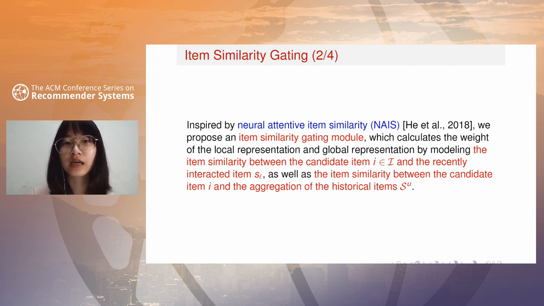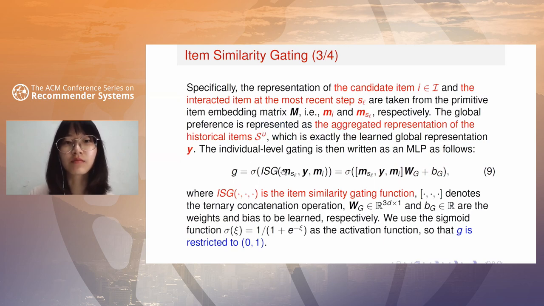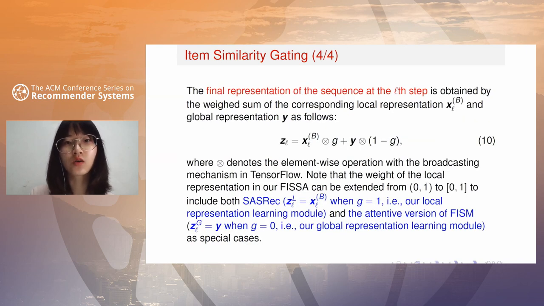The item similarity gating module calculates the weights of the local representation and global representation by modeling the item similarity between the candidate item and the recently interacted item, as well as the item similarity between the candidate item and the aggregation of the historical items. Here's the item similarity gating function, which outputs a gating value restricted from 0 to 1 to represent the importance of the local representation. Then, the final representation of the sequence at the L step is obtained by the weighted sum.